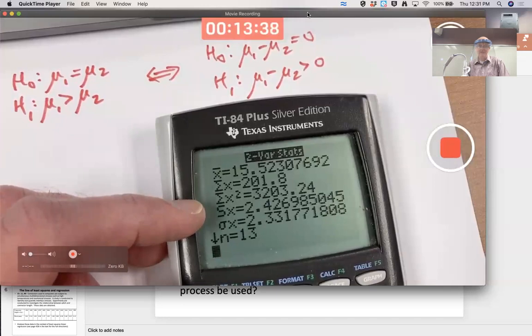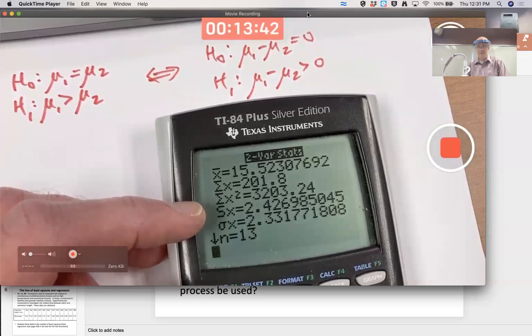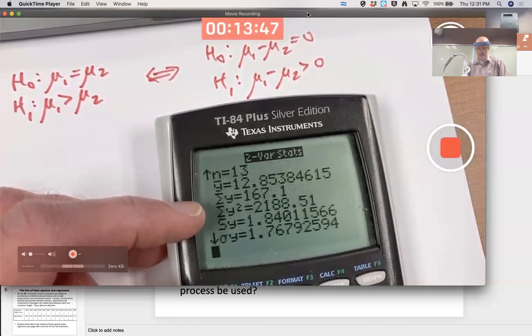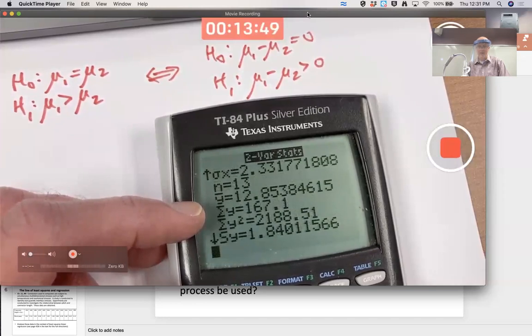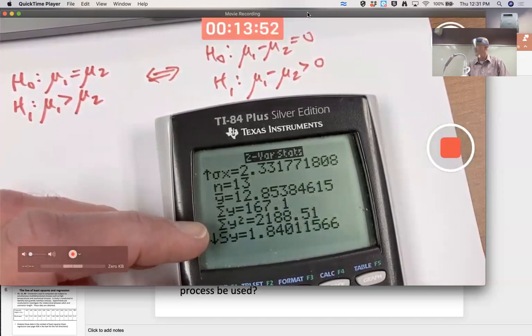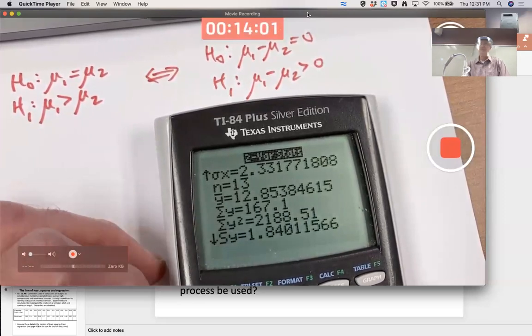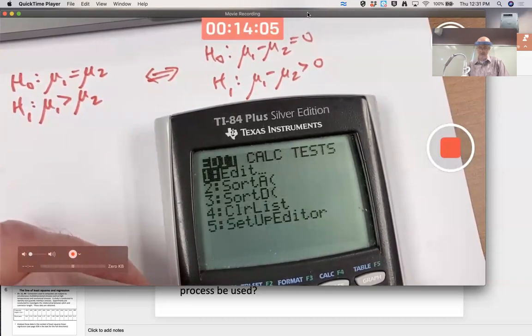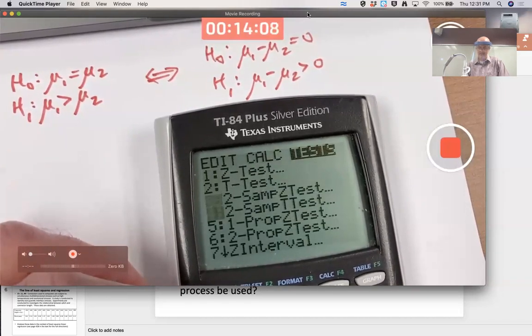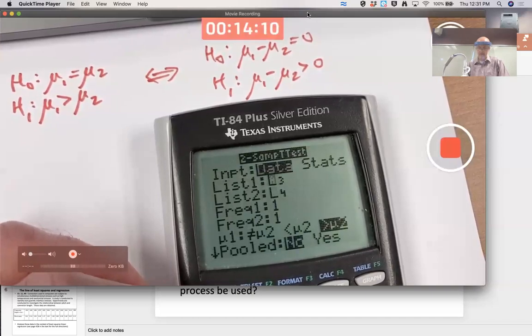Sx, which is for list 3, the new process, is about 2.43. Sy is about 1.84. Far enough apart that this feels comfortable saying the variances are unequal. And especially if you square them, they're going to get further apart. The variances are going to be further apart than the standard deviations are. Okay, go back to test. So we're not pooling.